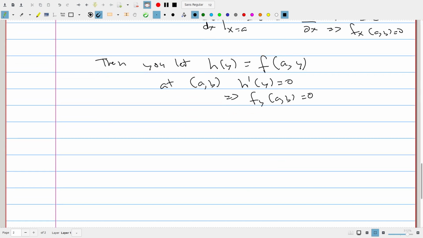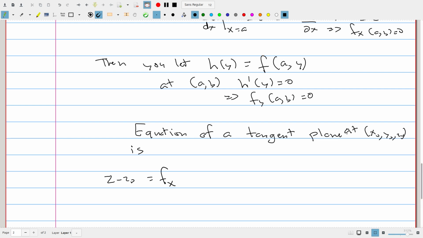Remember that the equation of a tangent plane at x naught, y naught, z naught is z minus z naught equals fx at x naught, y naught times x minus x naught plus fy times y minus y naught, right? Now of course this is evaluated at x naught, y naught. It's also evaluated at x naught, y naught.